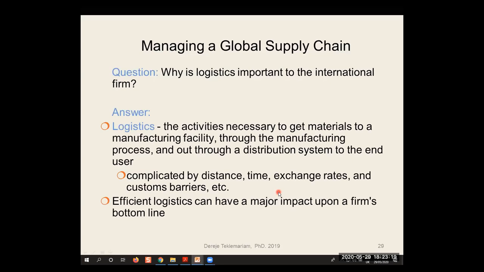So, managing the global supply chain: why is logistics important to the international firm? Because supply chain is all about logistics. It's an elementary thing to ask why logistics is important. The question of efficiency is very, very important. Plus, we are talking about global. Global means the involvement of huge distances, a number of days and months of travel across the sea. Some of you who have staff involved in Ethiopian ships, for example, know they spend a huge amount of time on this. Even the issues of exchange rate fluctuations and customs barriers need to be properly managed in the context of bringing efficiency to the company's product chain.